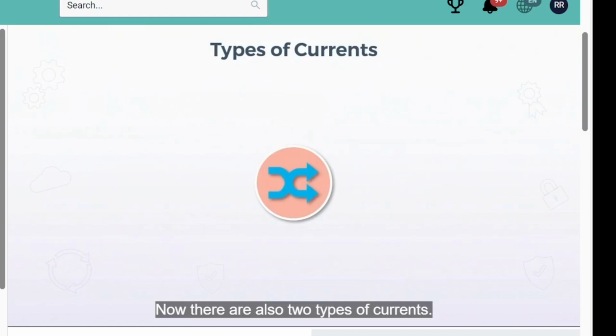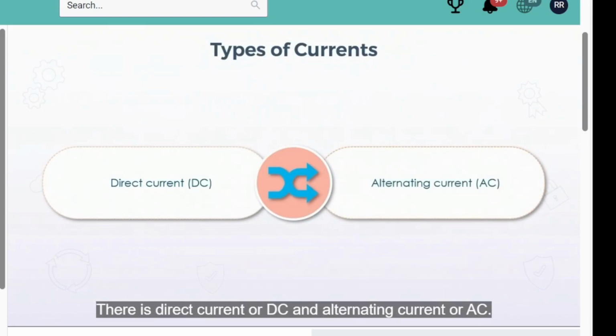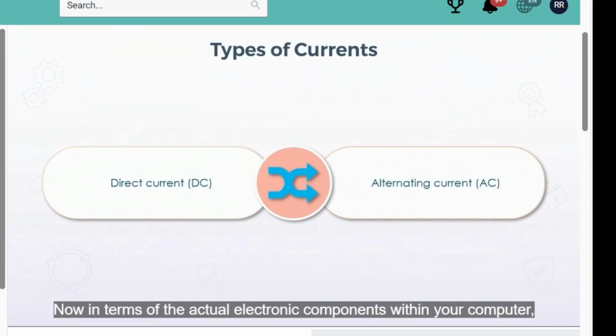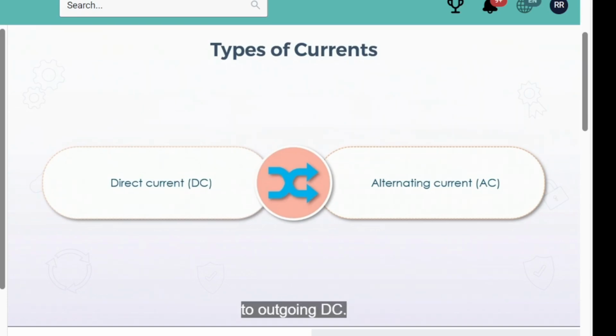Now, there are also two types of currents. There is direct current, or DC, and alternating current, or AC. Now, in terms of the actual electronic components within your computer, they almost entirely run on DC, or direct current. But almost all of the power being delivered to our houses is alternating current, or AC. So effectively, every power supply acts as a converter to convert the incoming AC to outgoing DC.